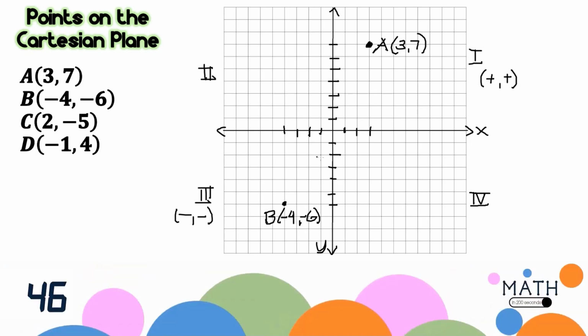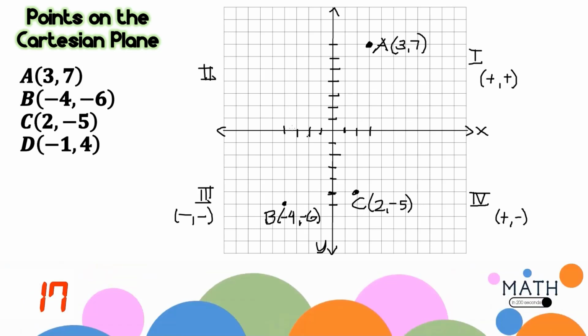For letter C, you have 2 and negative 5. So you have 1 and 2, positive x, but negative 5 for our y: 1, 2, 3, 4, 5. Here, the intersection is here. So this is C at 2 and negative 5. It's located in the fourth quadrant where the sign of x is positive while y is negative.